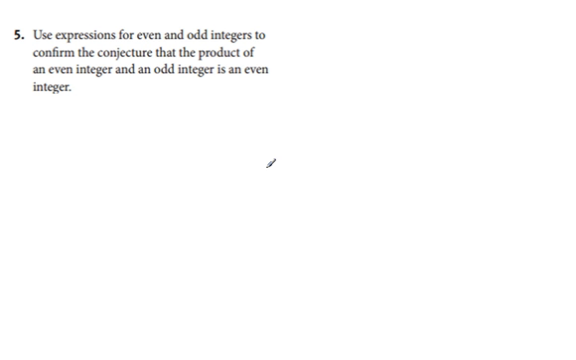Use expressions for even and odd integers to confirm that the product of an even number and an odd number is even. Okay, I guess we can do that. So, even times odd should be even. So, 4 is even times an odd equals an even. Success! Let's try again. 2 times 5 equals 10, which is even. Success again. Why does this work?